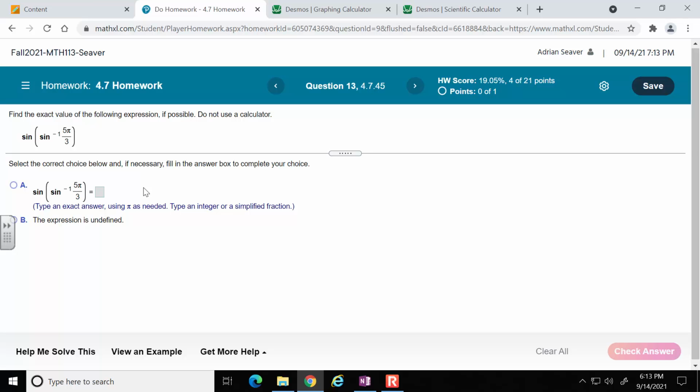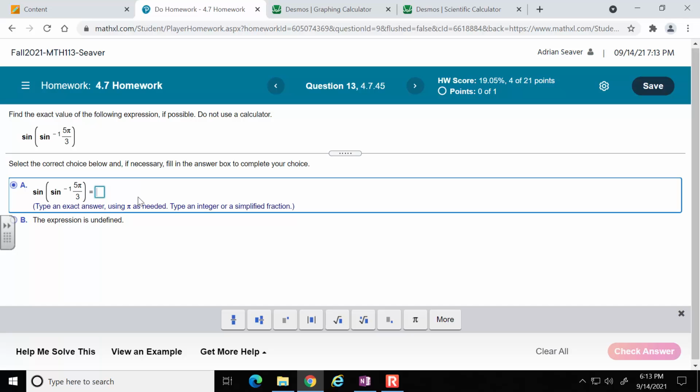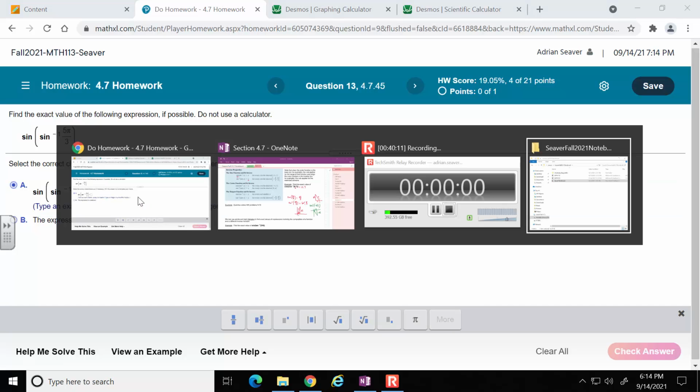Okay. Let's do one more. The sine of the inverse sine of 5 pi over 3. So for this to be true, 5 pi over 3 would have to be between negative 1 and 1, because sine's my outer function. Well, it's not. So it can't be 5 pi over 3. So then I get to the next question. Can I take the inverse sine of 5 pi over 3? I don't know. Can we? Let's try it.